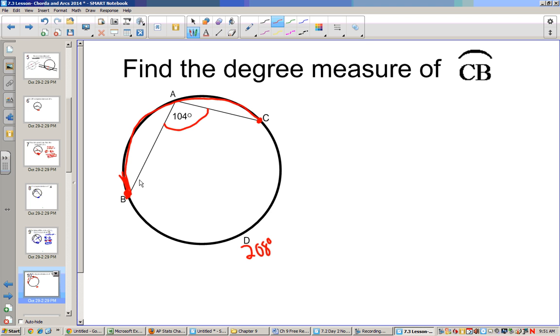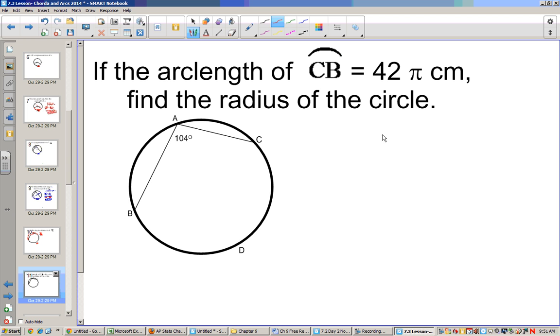All right, so how do we find that degree measure? Well, you take 360 minus 208, and that's going to leave 152 degrees on this side. Now that's kind of tricky. First you need to use your property to find this angle, and then go back and look at that. All right, now they said that the arc length of CB is 42 pi. So this arc length is 42 pi. We also know it is 152 degrees.